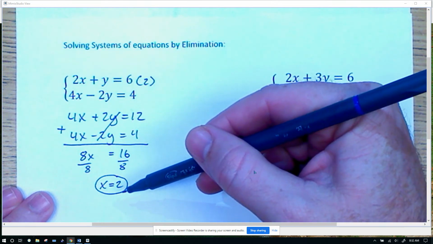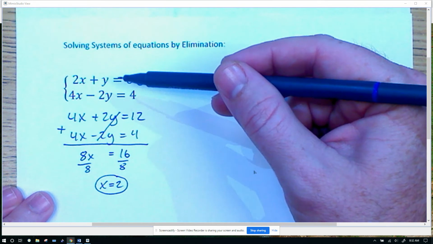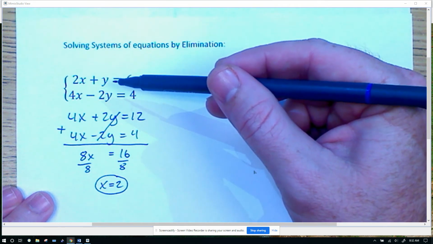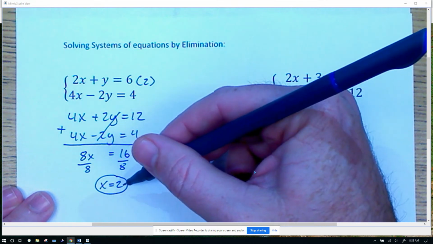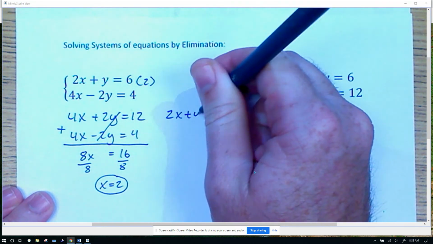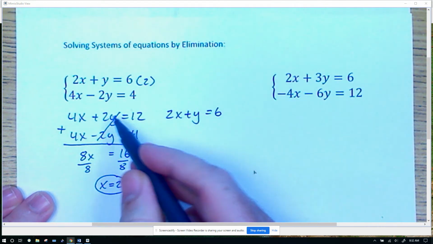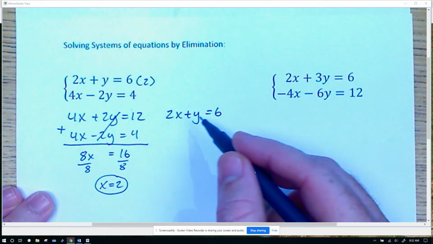Once you know your x value, you can plug it into either equation, either the top one or the bottom one. The top one, I think, is the easiest to plug it into on this problem, but it might be the bottom one for a different one. So I'm going to take this 2 and plug it into the top equation. The top equation, again, is 2x plus y equals 6. Do not use one of your modified equations. Use one of the originals. So there's my 2x plus y equals 6.